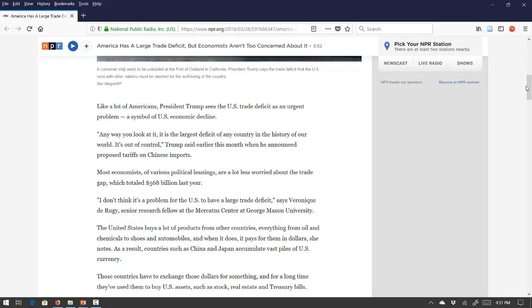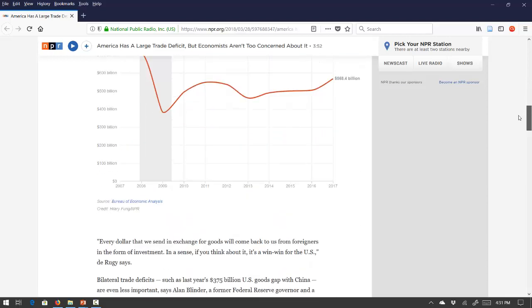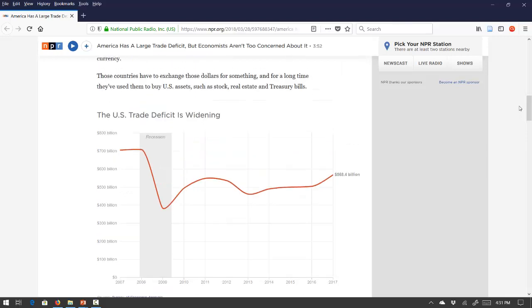Most economists of various political leanings are a lot less worried about the trade gap, which totaled $568 billion last year. I don't think it's a problem for the US to have a large trade deficit, says Veronique de Rugy, senior research fellow at the Markets Center at George Mason University. The United States buys a lot of products from other countries, everything from oil and chemicals to shoes and automobiles, and when it does, it pays for them in dollars, she notes. As a result, countries such as China and Japan accumulate vast piles of US currency. Those countries have to exchange those dollars for something, and for a long time they have been using them to buy US assets such as stock, real estate, and treasury bills.